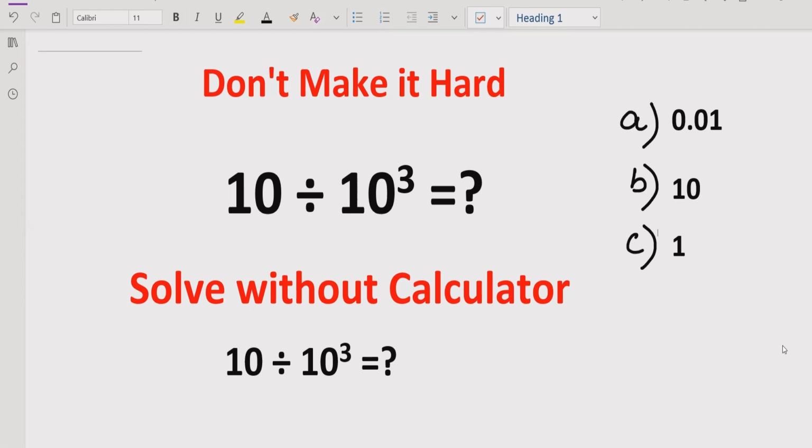Today we will solve another quiz which is very easy, and you have to find out in a very easy way the answer of this expression. But sometimes we use the calculator to solve this expression. So today we will learn how you can easily solve this expression very quickly.